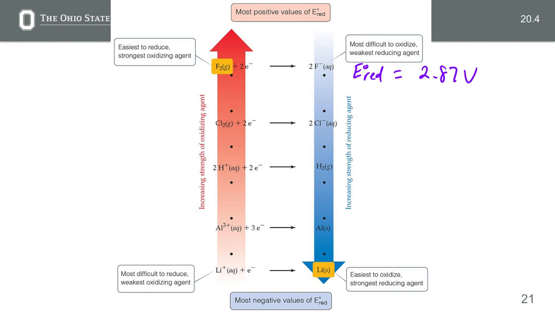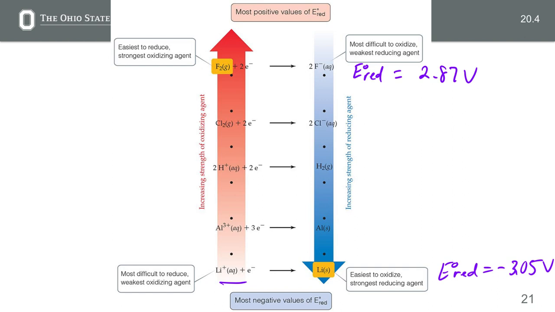Towards the bottom of the table, we're going to have our species that are most difficult to reduce. Those are our weakest oxidizing agents. They're going to have the most negative reduction potentials. And so for this lithium reaction, lithium ion plus an electron forms lithium solid, we're going to have minus 3.05 volts for the potential.